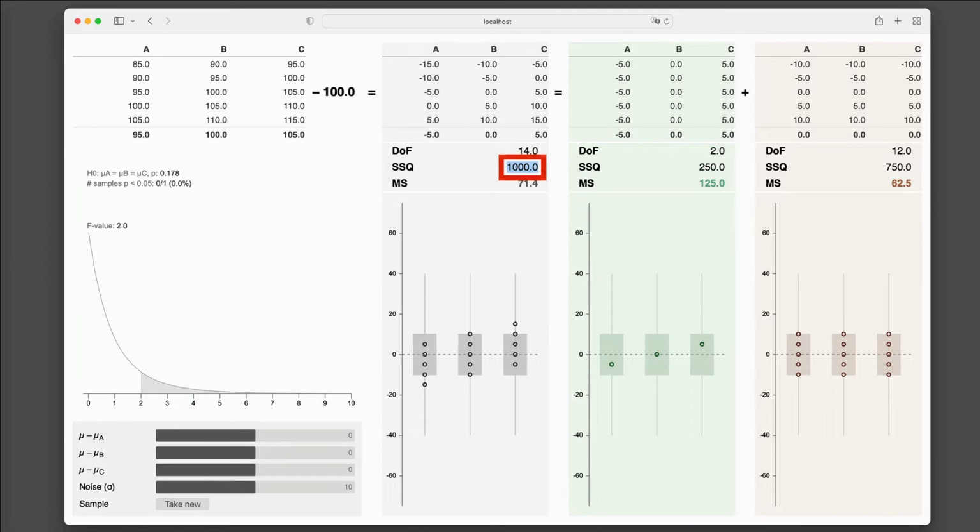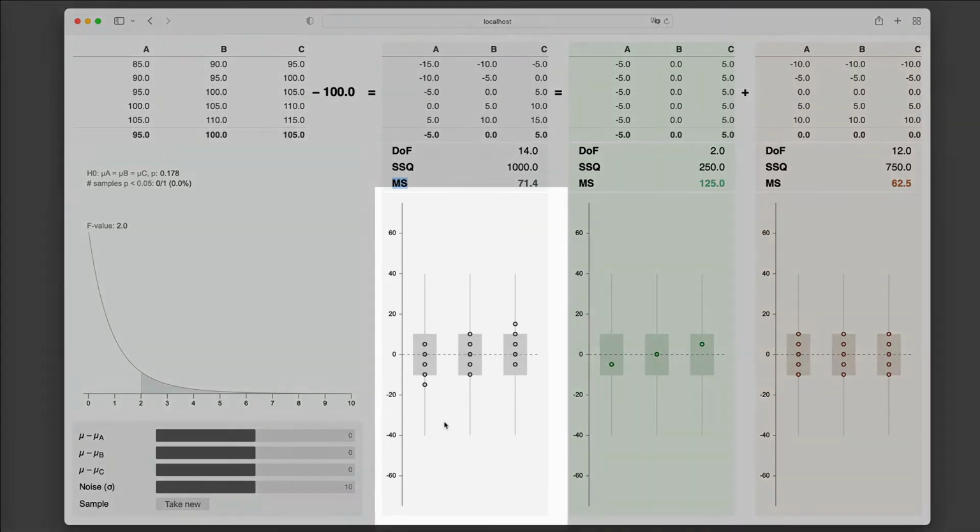Okay. And now I can compute the variance, which is called mean square, sometimes MS. It's simply 1000 divided by 14, and that's 71.4. So this is the total variance of all values in my data. It is the squared distances between all the values and the grand average, the average squared distance.